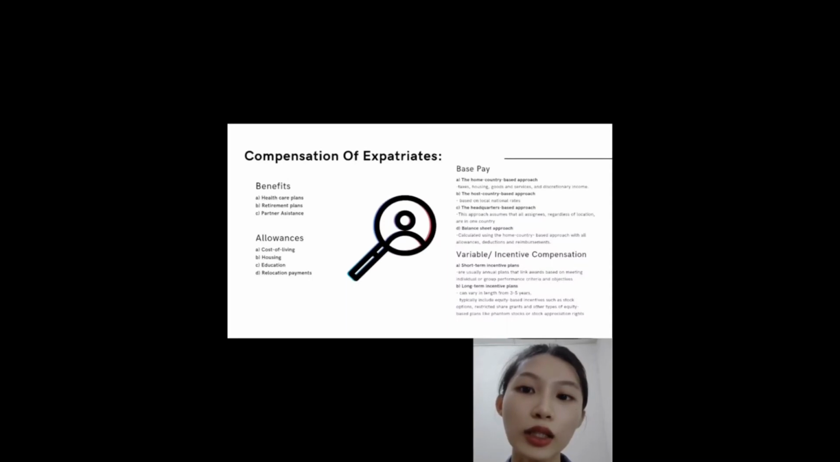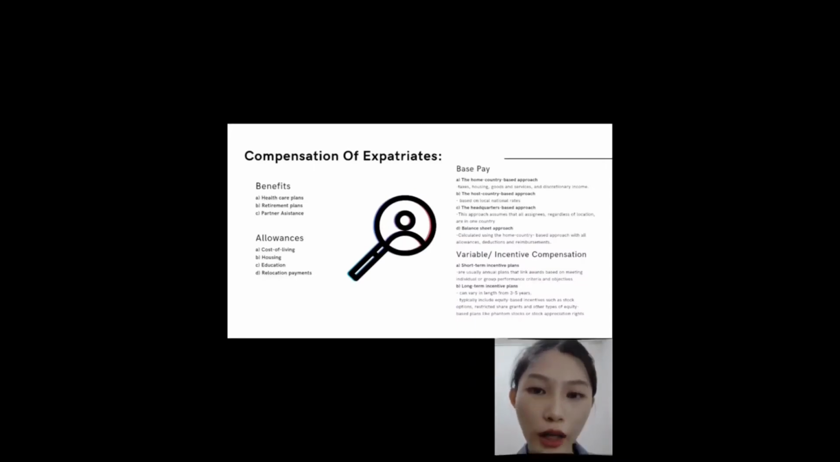It typically includes equity-based incentives such as stock options, restricted share grants, and other types of equity-based plans like phantom stocks or stock appreciation rights. The third point is benefits. Benefits are broken down into three general categories, which are healthcare plans, retirement plans, and partner assistance.